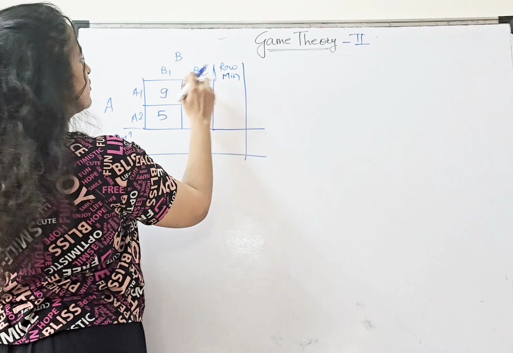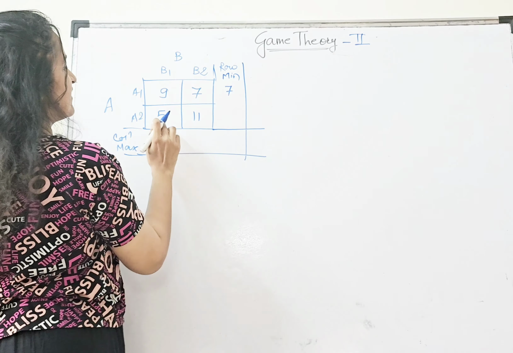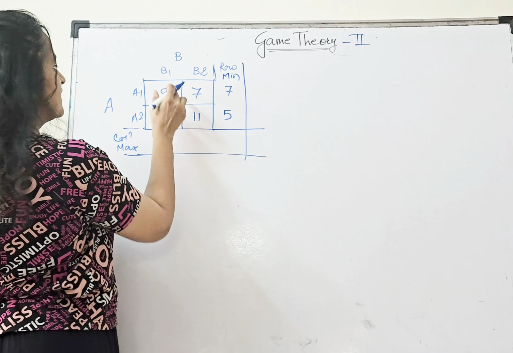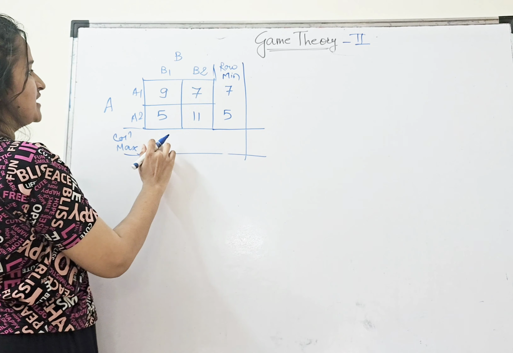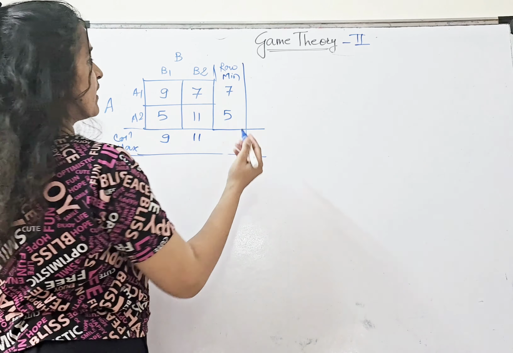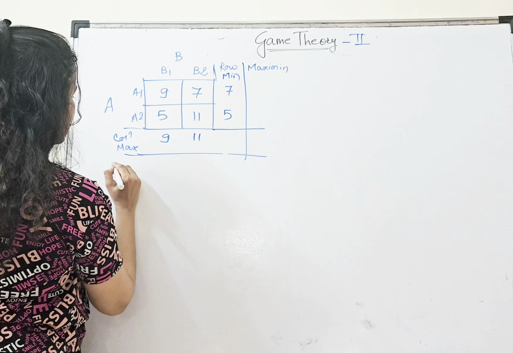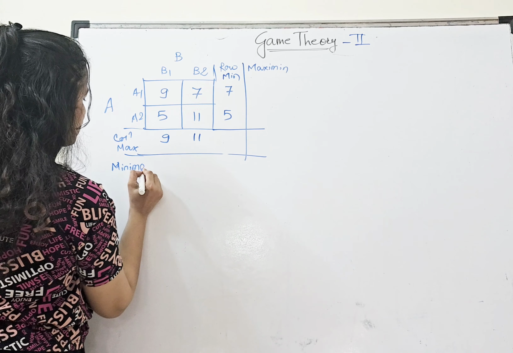Yes, so find out the row minimum. Minimum of these two, minimum of this first row is, what's the minimum value? 7. Minimum of the second row is 5. Now find out the column maximum. So maximum in the first column is 9 and maximum in the second column is 11. Now you have to find out the maximin and here you have to find out the minimax. Correct? We have already seen all of this.